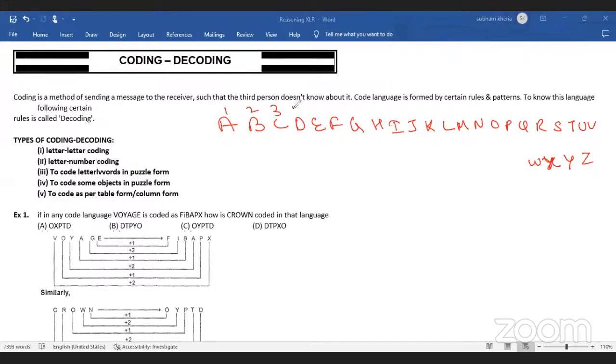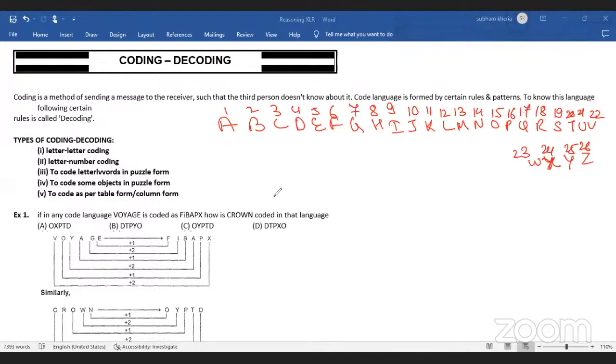1, 2, 3, 4, 5, 6, 7, 8, 9, 10, 11, 12, 13, 14, 15. What I am doing is just writing the numeral form of the letters so that you remember once. 22, 23, 24, 25 and 26, right? We got 26 letters.